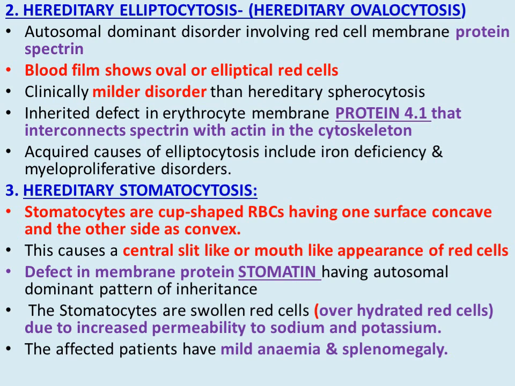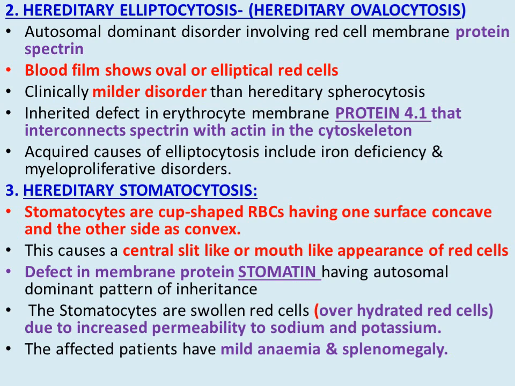Then the third one, hereditary stomatocytosis. Stomatocytes are cup-shaped RBCs having one surface concave and the other surface convex. This causes a central slit-like or mouth-like appearance of red cells. There is a defect in the membrane protein stomatin, with an autosomal dominant pattern of inheritance.